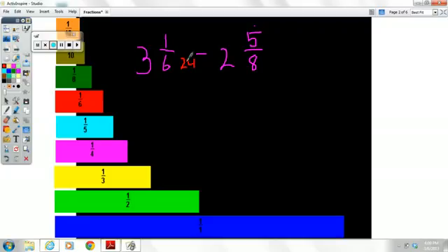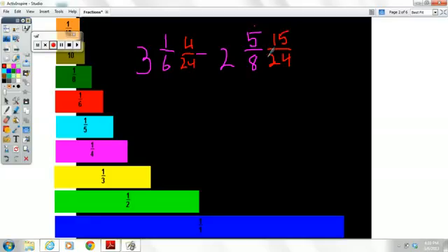So what we're going to do is take these fractions, the 1/6 and the 5/8, and make an equivalent fraction for each of those with 24 as the denominator. 6 times 4 equals 24, therefore 1 times 4 equals 4. Now the 1/6 and the 4/24 are the same exact amount. Here, 8 times 3 equals 24, so 5 times 3 equals 15.